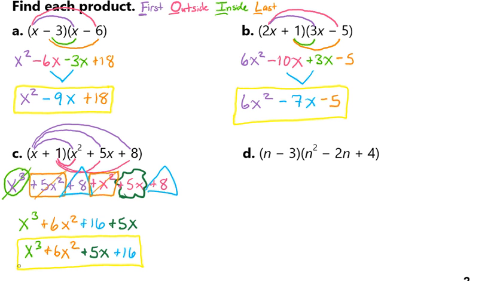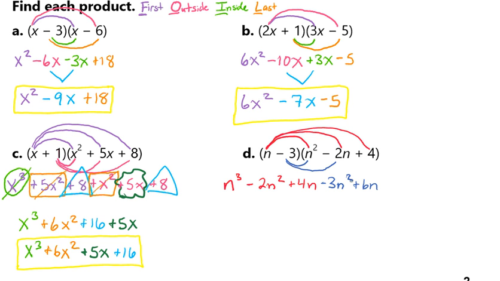And because we have a binomial times a trinomial, we can't use FOIL like we did for letters A and B. So here we're going to multiply out n times n squared, so n to the third, n times negative 2n, so negative 2n squared, n times 4, which is a positive 4n. Then we'll multiply the negative 3 to all three things. So negative 3 times n squared is negative 3n squared. Negative 3 times negative 2n is a positive 6n. And negative 3 times 4 is a negative 12.